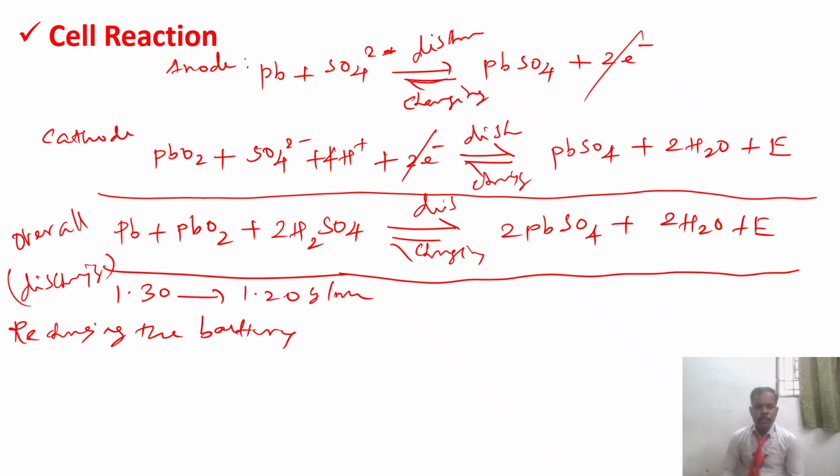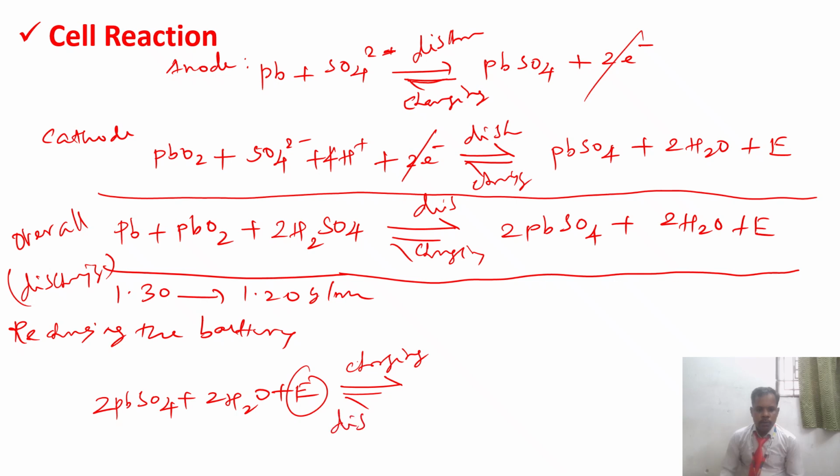So what is the product side for the above reaction? 2 mole of lead sulfate plus 2H2O, plus E. E means electricity, external source. Then here, charging, because we are recharging the battery, so that's why it should get reversed. So this may be the discharging. Then what is the product? Lead plus lead dioxide plus 2 mole of sulfuric acid. So this is the recharging of the battery. This is the net reaction during the charging time. So these are all the cell reactions involved in the lead acid battery, or lead storage cell, or lead accumulator.